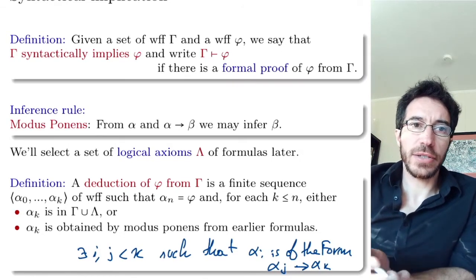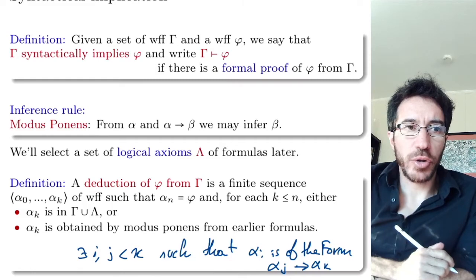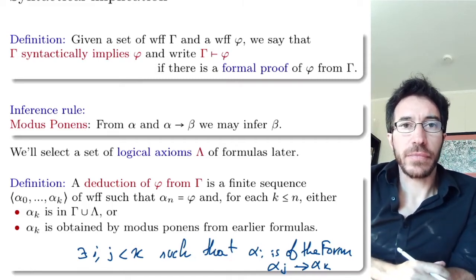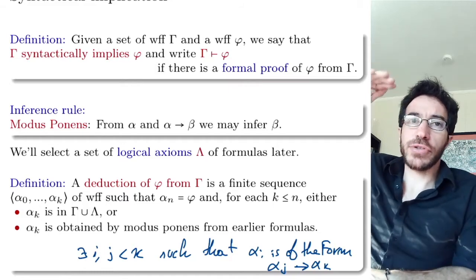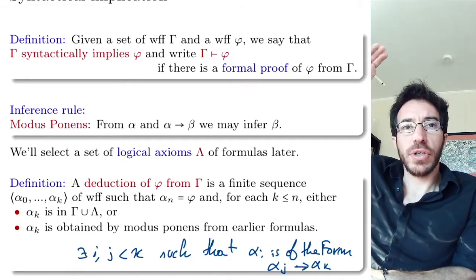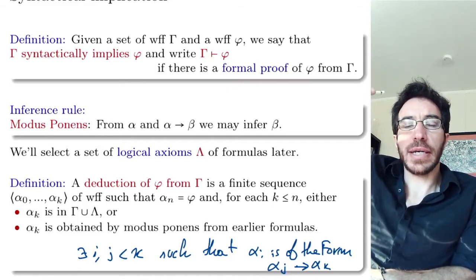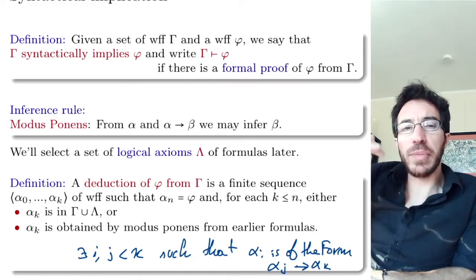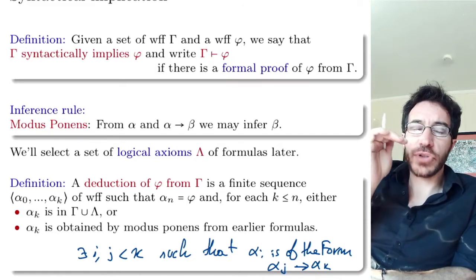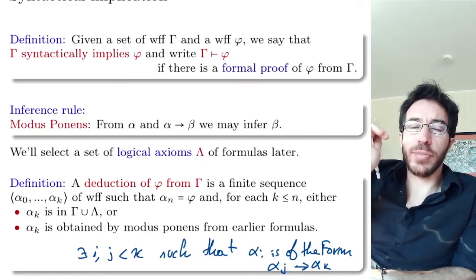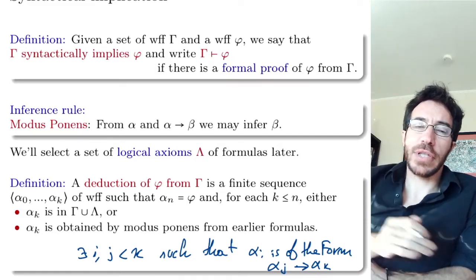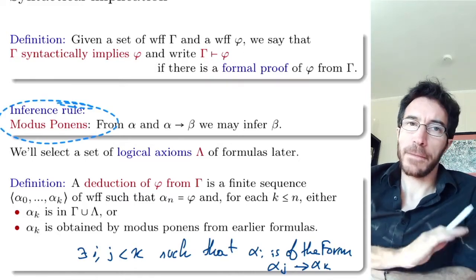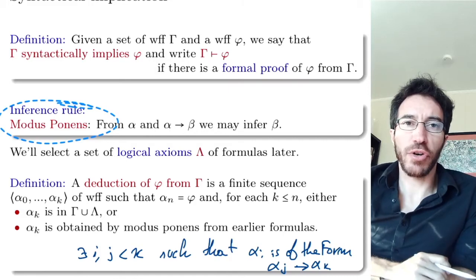Okay, because in that case you can use modus ponens with alpha i and alpha j and you get alpha k. So that means previous lines, two lines that you wrote before, you can apply modus ponens to and get the next line. Okay, so that's a deduction. It's a sequence of well-formed formulas. Each one is either an assumption or an axiom, or it can be derived from previous lines using our inference rule modus ponens. That's it. Those are the formal deductions.